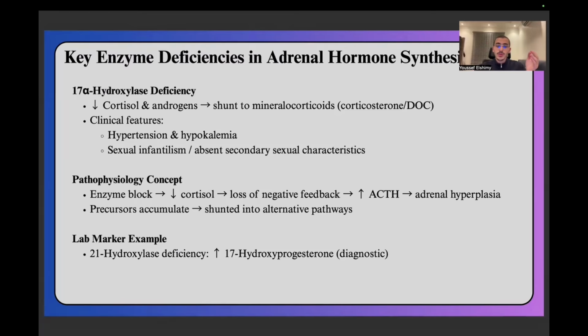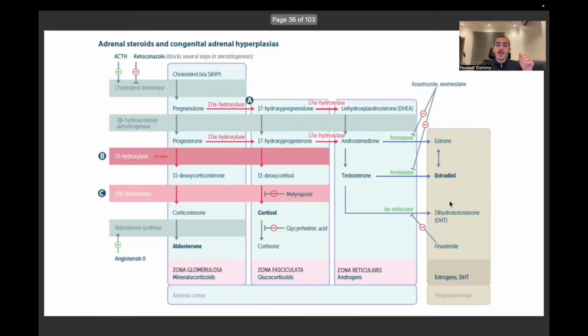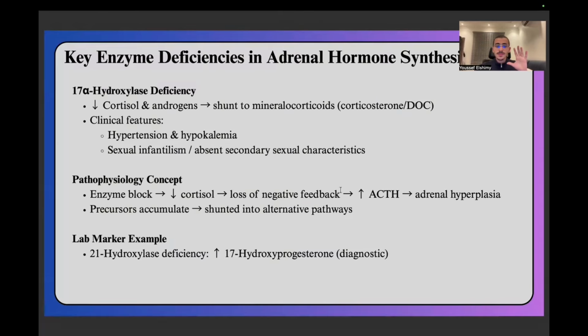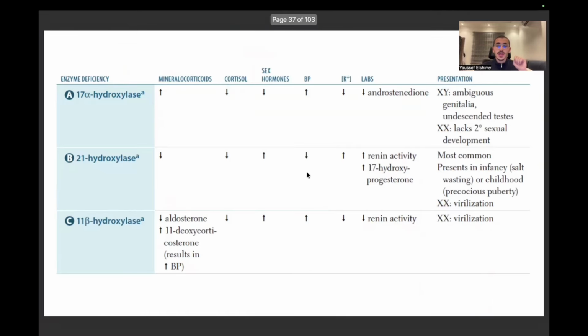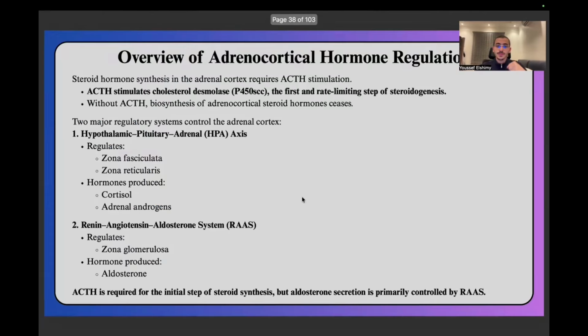For example, in the 21 hydroxylase deficiency, what would happen is that there would be accumulation of 17-hydroxyprogesterone. This is diagnostic. Not only that, but the precursor metabolites would get shunted into alternative pathways, for example, androgen production or mineralocorticoid production. So this is basically the pathophysiology concept, and it's summarized here. If you want to go over it, I think I covered most, if not all. This is a good review.